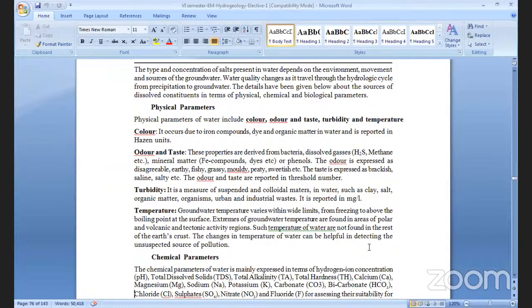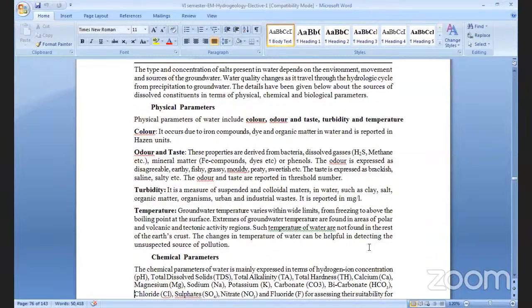And not only that, such as clay, silt, organic matter, organic carbon, dust, and industrial waste materials. If these matters dissolve in the water, or the water meets these substances, then the water quality is going to change. And then we can express this in milligrams per liter.